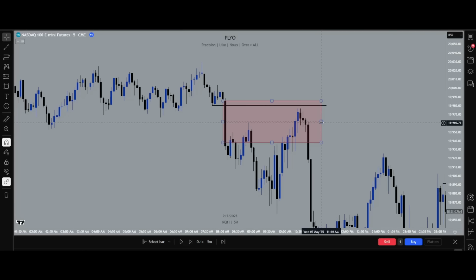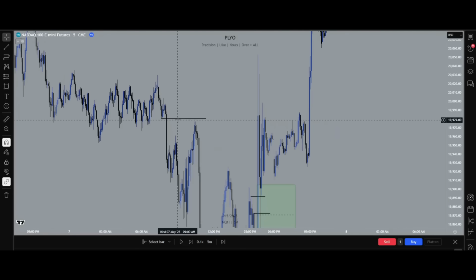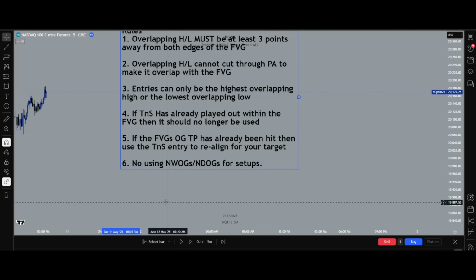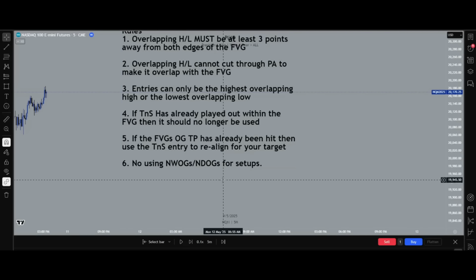Okay. So moving on to our final rule, rule number 6 is probably one of the most important rules. Okay, rule number 6. No using new week opening gaps or new day opening gaps for setups. Okay. This is kind of a newer rule because it doesn't happen too often, but when it does happen, you have to keep this one in mind. So we're going to go over an example or a couple examples of this one as well.